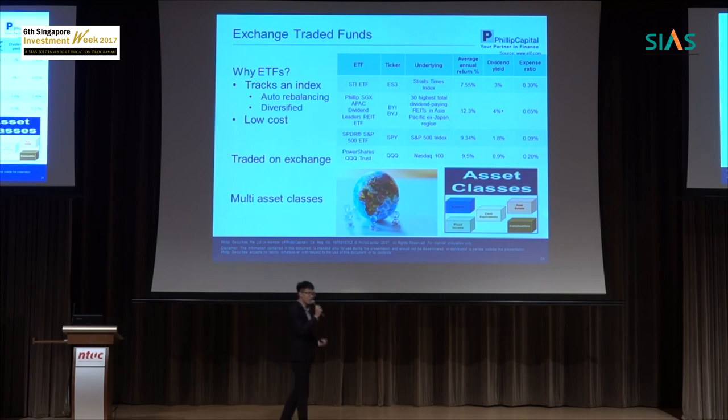So the attractive thing about ETFs is that when you buy an ETF, you already get diversification straight away. For example, if you buy the STI ETF, you have the 30 stocks diversification already. If you buy the S&P 500 ETF, you have diversification into 500 companies already. So that's why it's so attractive to a lot of people, and that's why I'm talking about it today, because it's a very attractive thing for passive investors. And the speaker before me already spoke about it, so I won't really talk too much about it now.